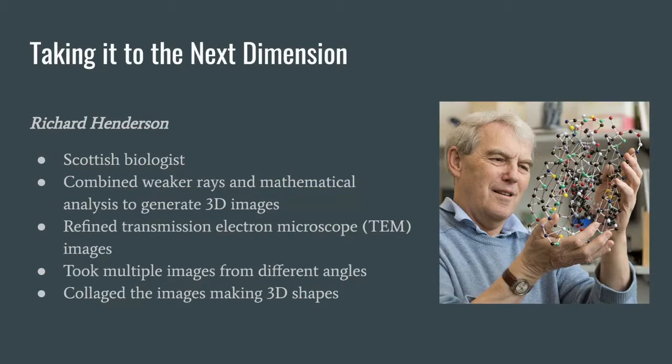This was very effective. However, the transmission electron microscopes were not precise enough to make great 3D structures. He then proceeded to refine the transmission electron microscopes and make more robust 3D images, which allowed him to reveal that most biological molecules and proteins had their own robust structures, such as alpha helixes and beta-pleated sheets.